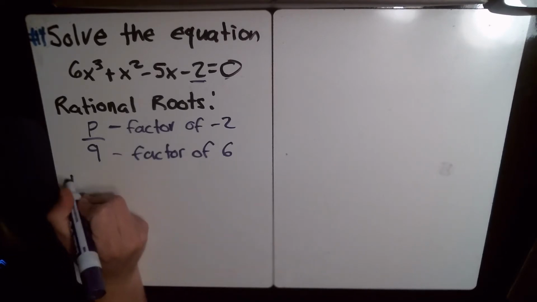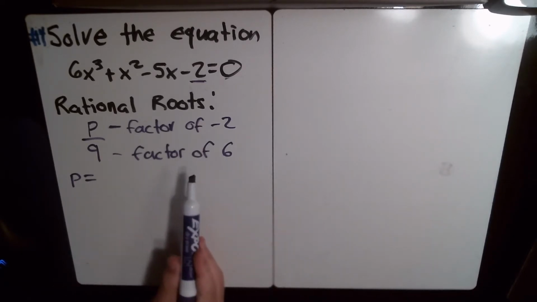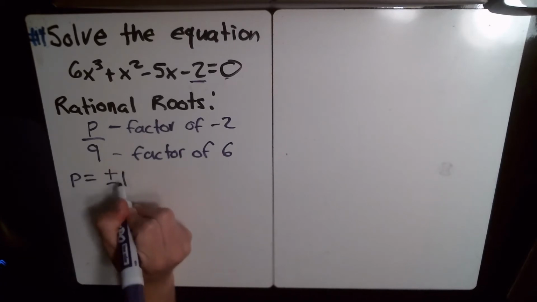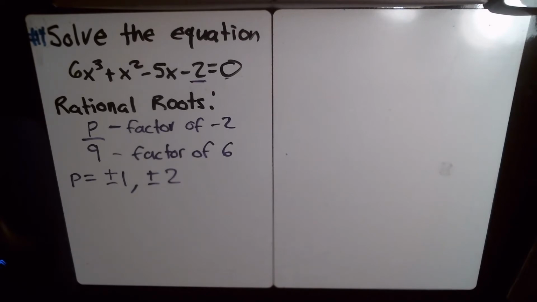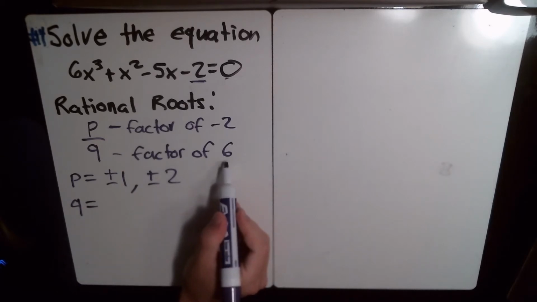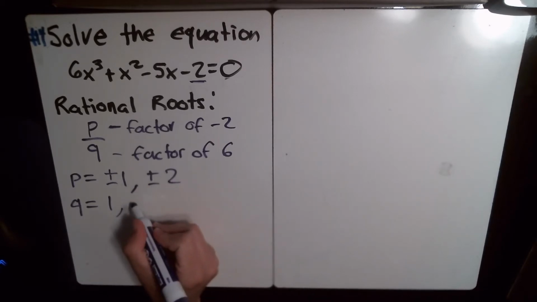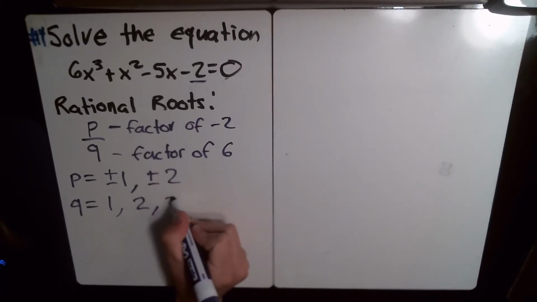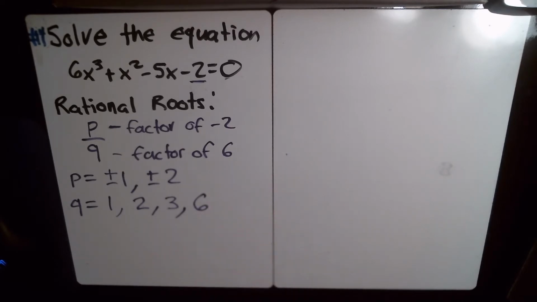So my P, well, it's a factor of -2. So 1 goes into 2 and 2 goes into 2. So we can have ±1 or ±2. Q, what goes into 6? Well, we've got, and again, you don't need plus or minuses on these ones because that'll just add a repetition to everything. 1 goes into 6, 2 goes into 6, 3 goes into 6, 4 doesn't, 5 doesn't, but 6 does. Okay, so those are our factors of Q.